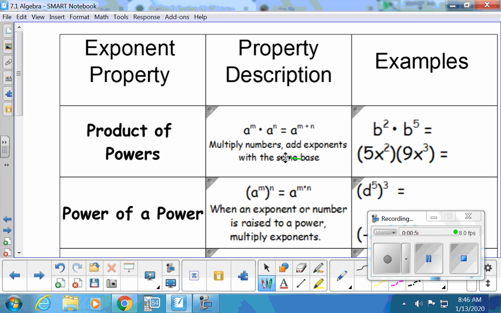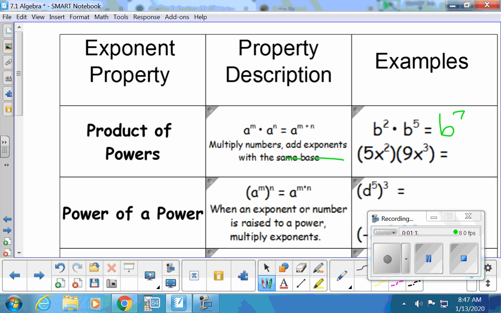We have to add the exponents. B to the 7th. There you go. Oh boy, that was interesting there. There, much better. My smartboard was being interesting for a second.